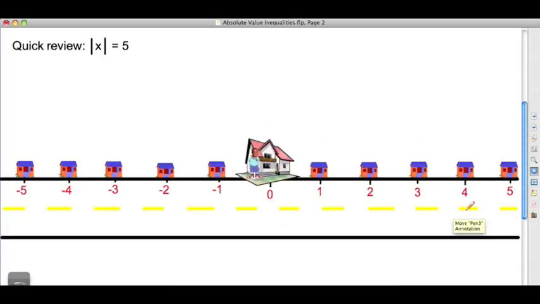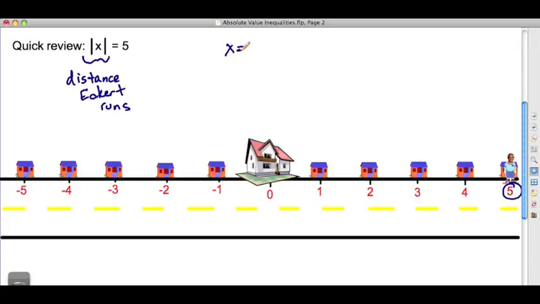So first thing we're going to do is a quick review, and I just want you to remember that the way that we look at this is that the absolute value is the distance Eckert runs. Okay, so if I run 5 miles this way, where do I end up? I end up at 5 on the number line. We know that x equals 5.